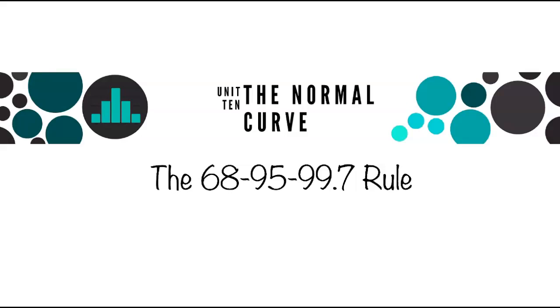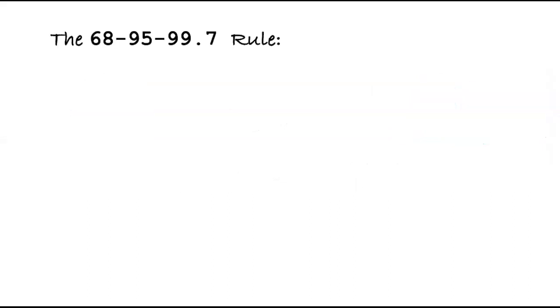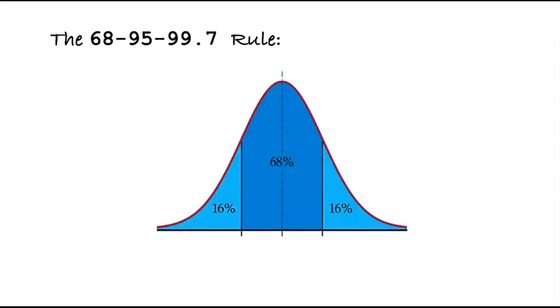In this lecture video, we're going to learn about an important property of a normal distribution, known as the 68, 95, and 99.7 rule. For a normal distribution, the 68, 95, 99.7 rule tells us that 68% of all of the data will be within one standard deviation of the mean. In other words, if we start at the mean and we go up one standard deviation and down one standard deviation, between those two values, we will have 68% of the data.